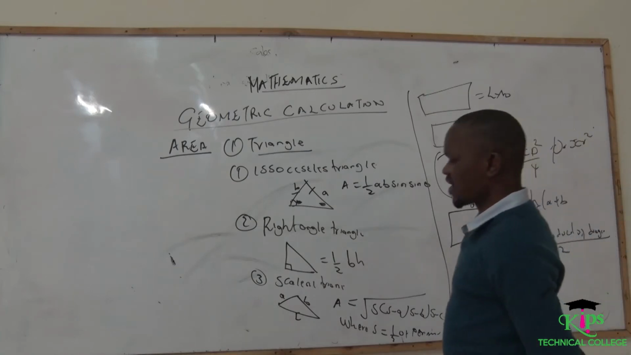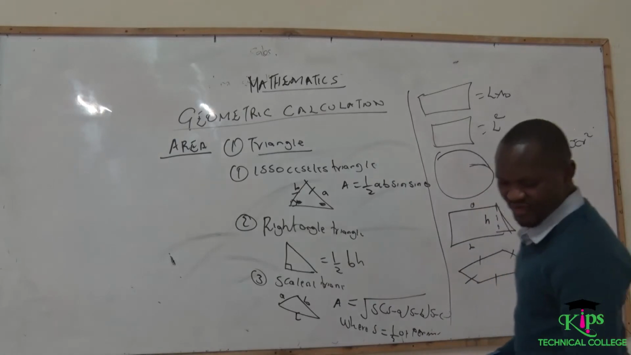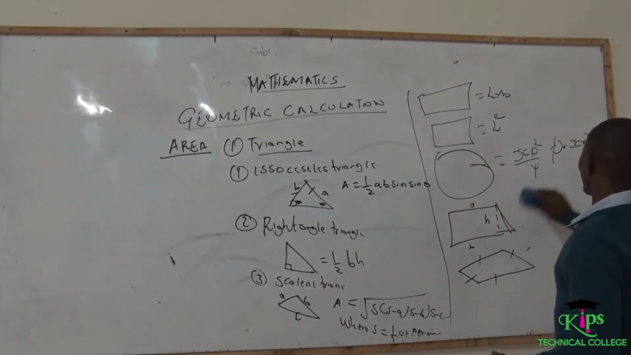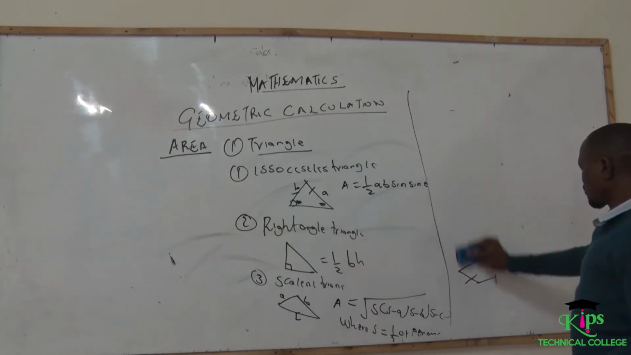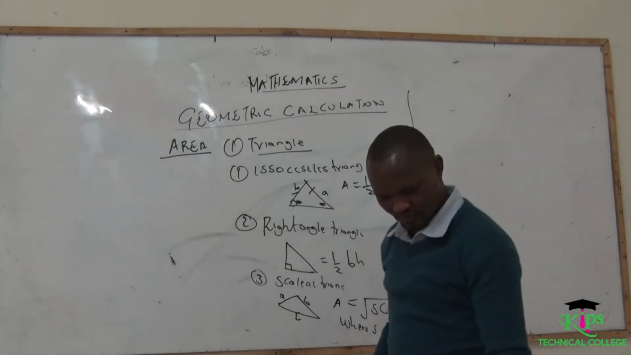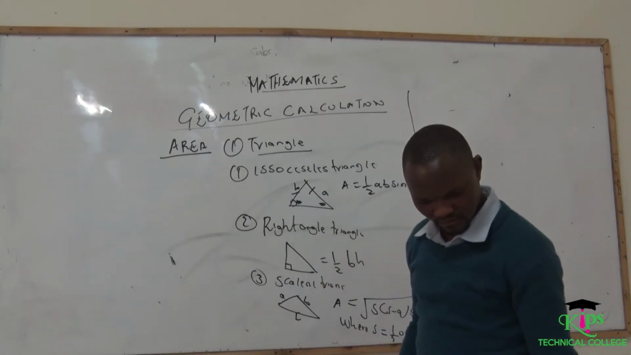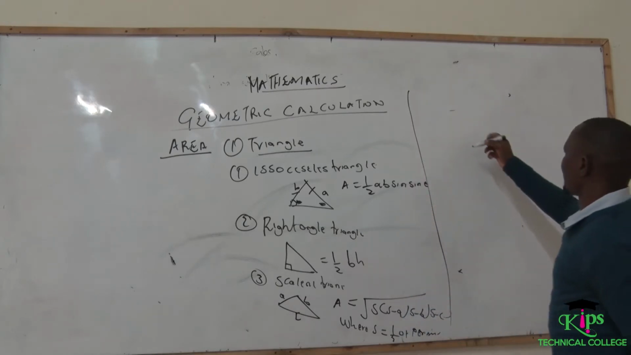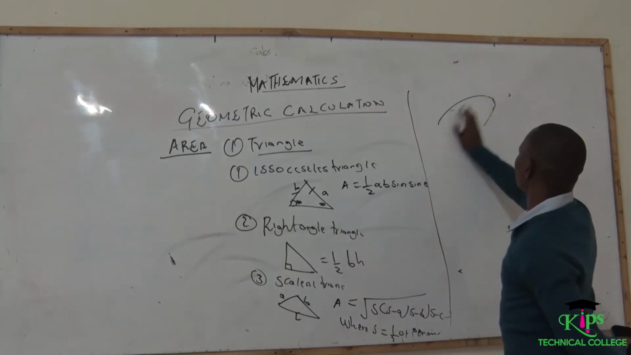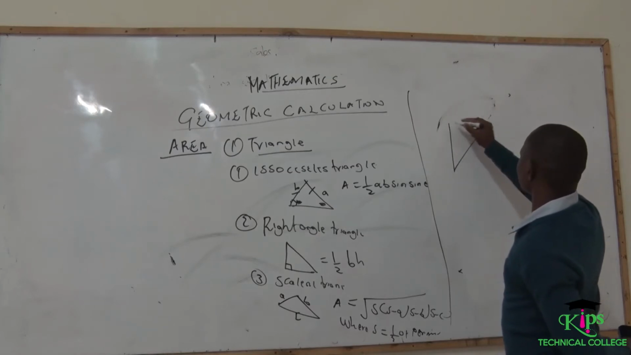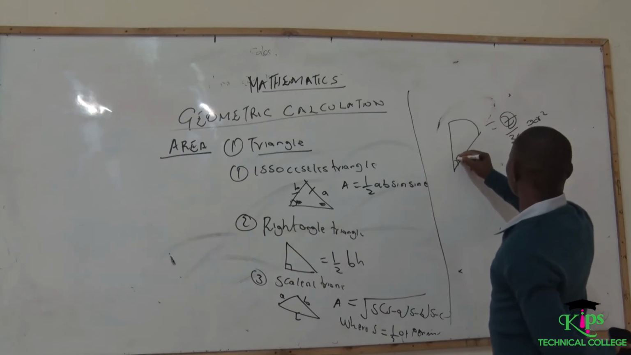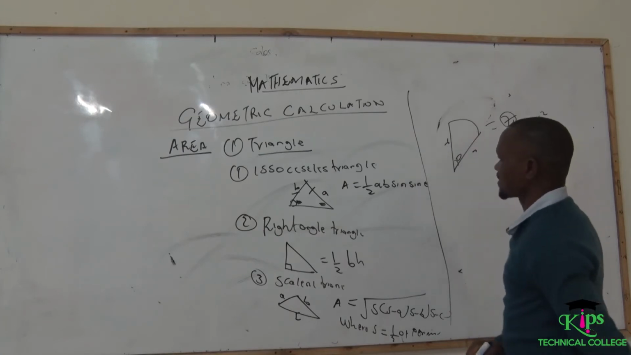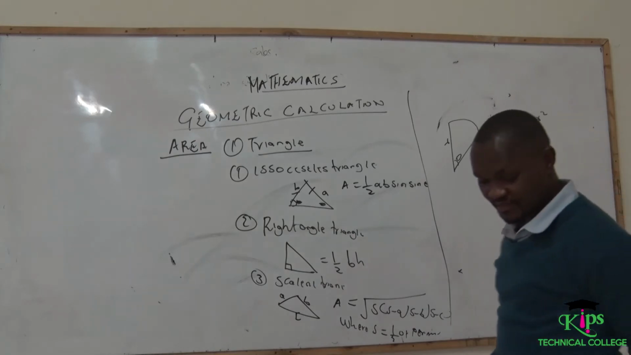Then we can have another figure. Before we go to area of solids and volumes of solids, we can have a sector. We can have the area of a sector. And this is given as theta over 360 times pi r squared, where this is the theta and this is the radius. Let's go to area of solids.